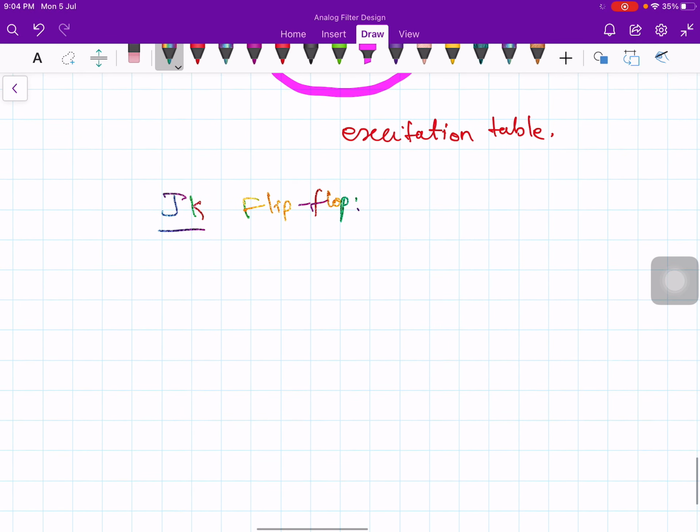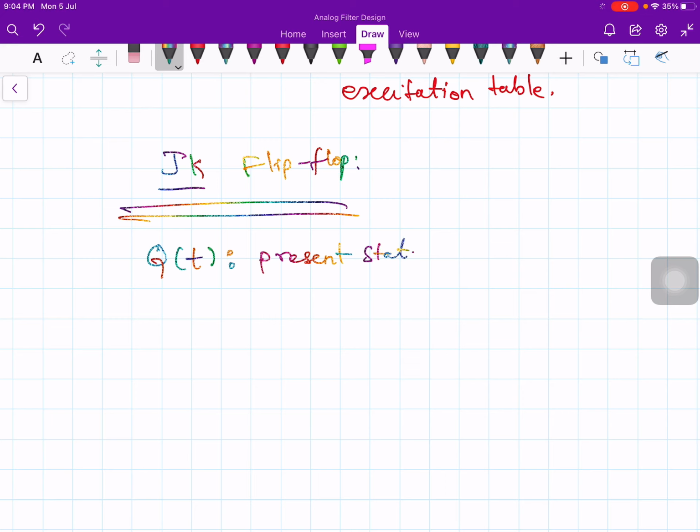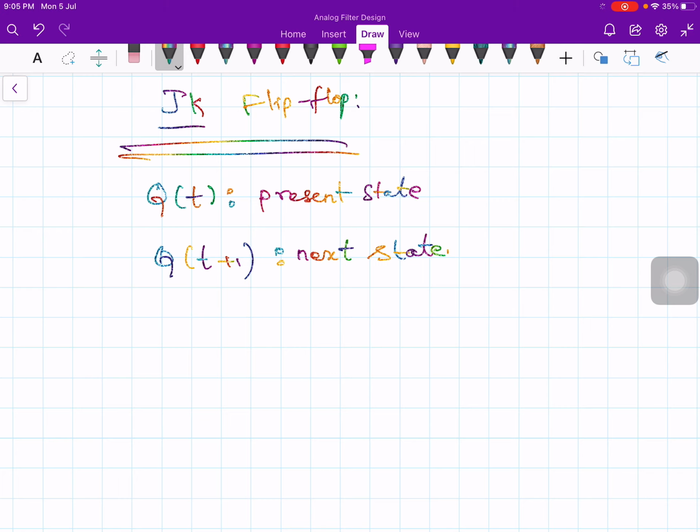So this is very simple, okay. Once you know the operation of the flip flop, then this is very simple. Now let us discuss the notations which are used here. Here I am going to denote Q of T to denote the present state, and Q of T plus 1 the next state. So these are present state and next state, and the inputs to the flip flops.